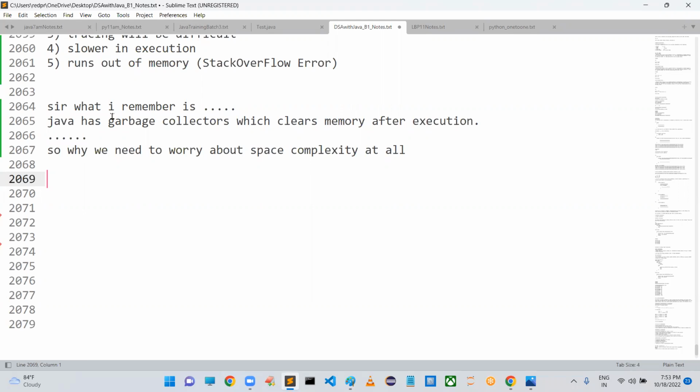That's why there is no need to worry about space. Maybe at the time of execution it takes more space, but once the program execution is completed, that memory space will be released, right? So there is no worry at all. But you need to consider it as a theoretical part. Clear, Manoj?